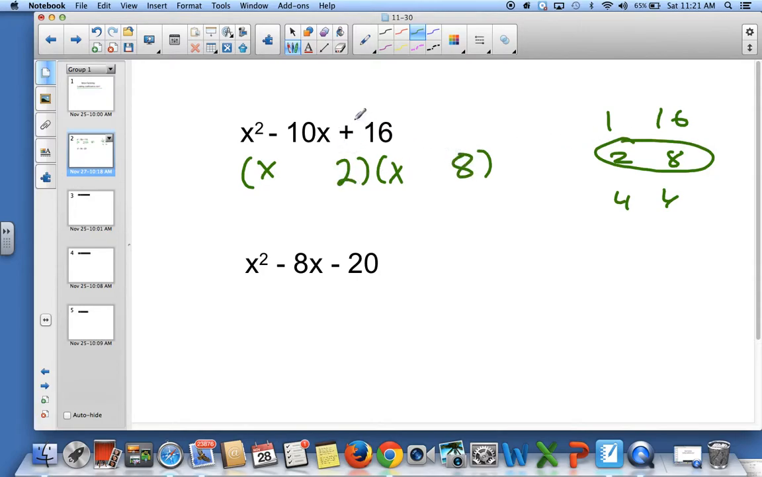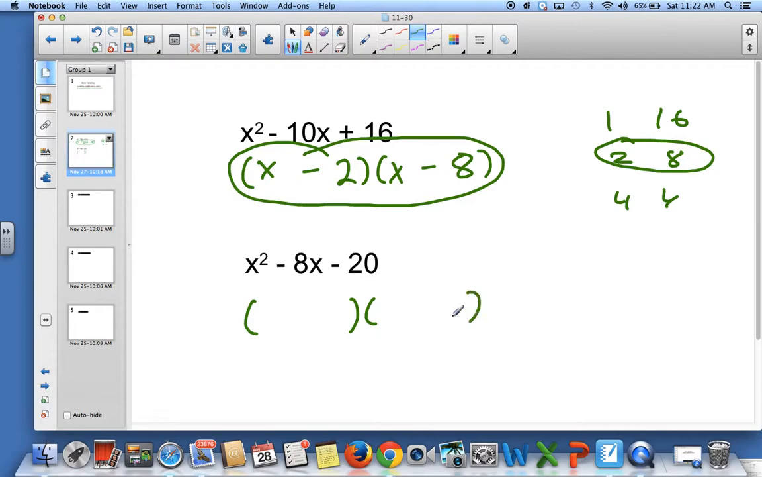And since this last one is a positive plus 16, these last two numbers must multiply to be positive 16. So they have to be the same sign, either plus, plus, or minus, minus. And since this is minus, it's going to be minus and minus. And that's all we did for that one. We went through very quickly after a lot of practice.